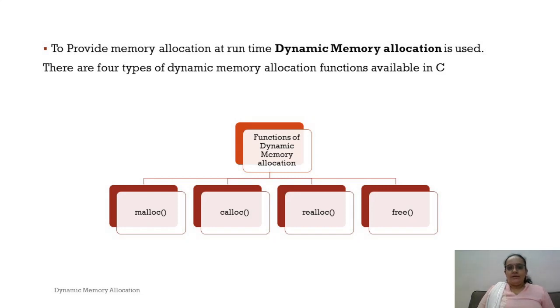For runtime memory allocation, there are basically four functions: malloc, calloc, realloc and free. All these four functions are already predefined in the library, in the header file stdlib.h, that is the standard library header file. So let us see them one by one.